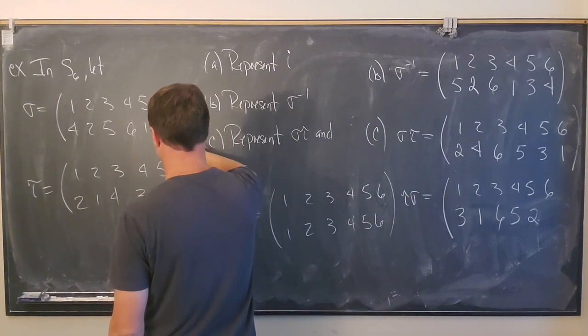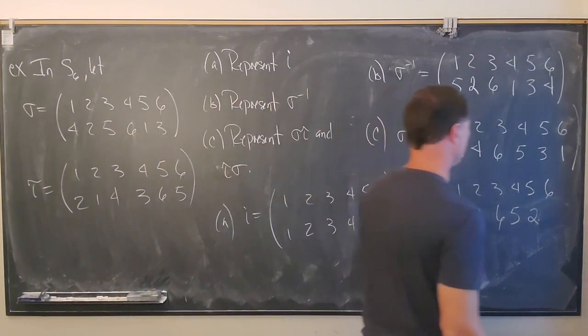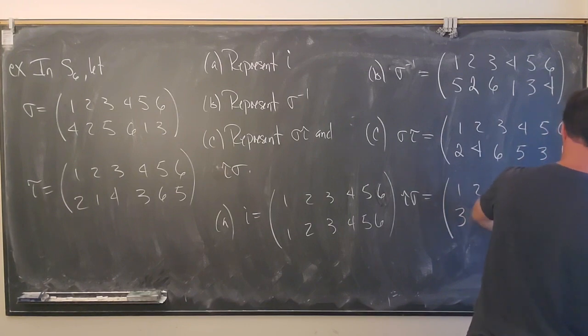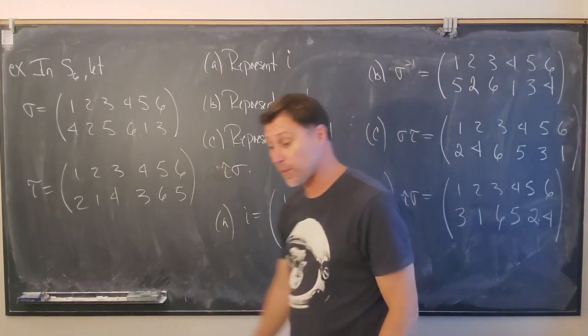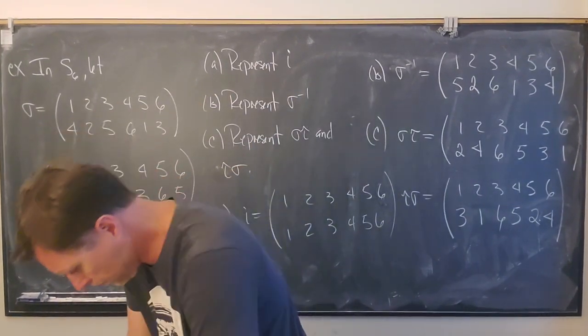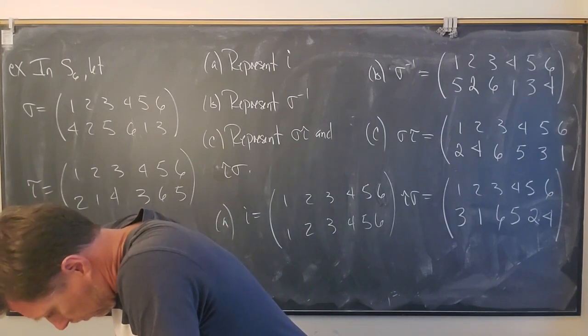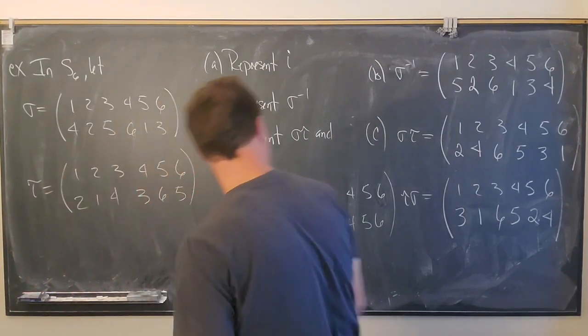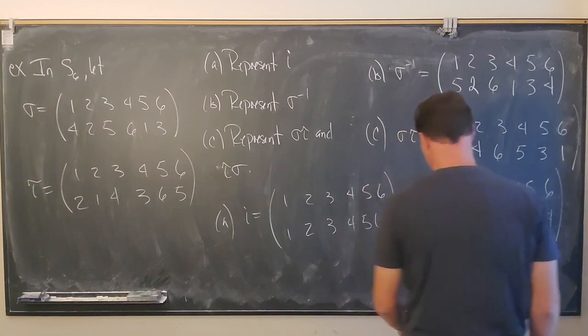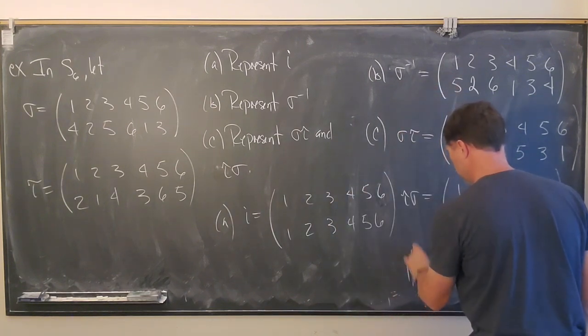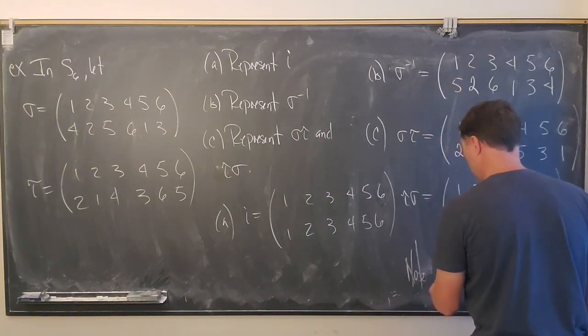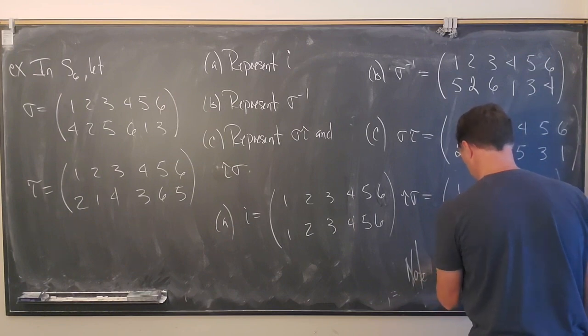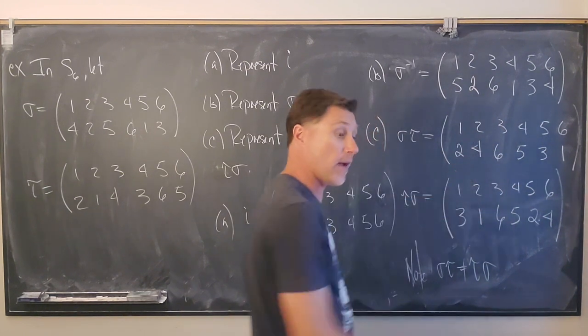6 goes to 3, which goes to 4. Okay, so there's some computations. And I guess one thing we should notice, so let's just say here, note, sigma tau is not equal to tau sigma. Those elements do not commute.